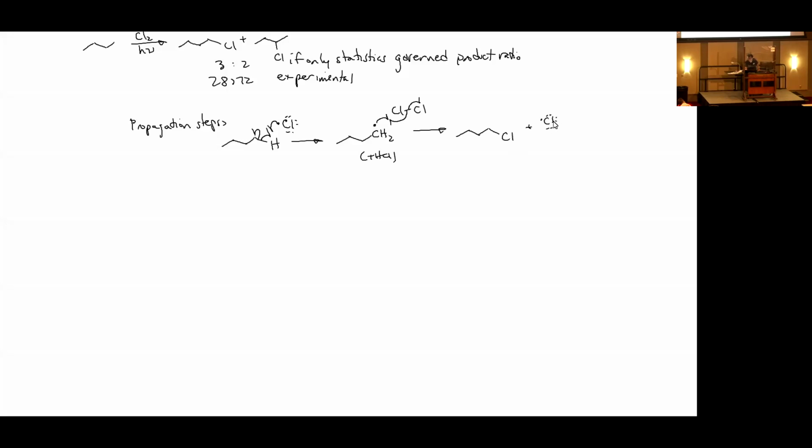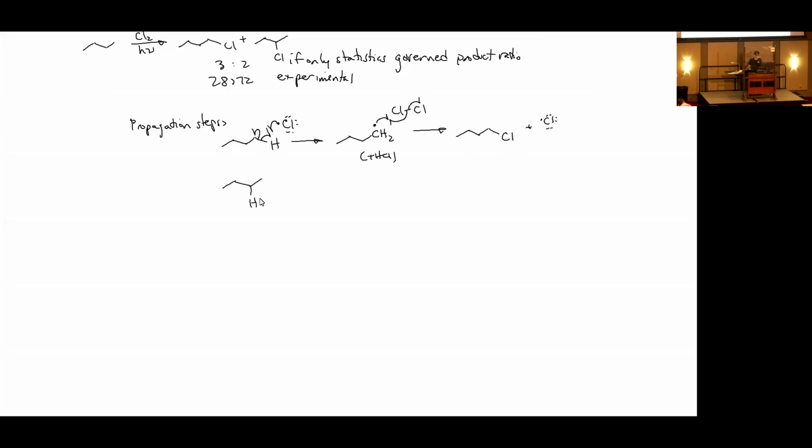And I think you remember how this goes. That chlorine radical is going to go find another butane molecule, and on and on and on until we run out of the halogen. And then the reaction will terminate, just like we discussed in chapter 6. So this is how you get the 1-chlorobutane. How do you get the 2-chlorobutane? Let's look at that propagation step.